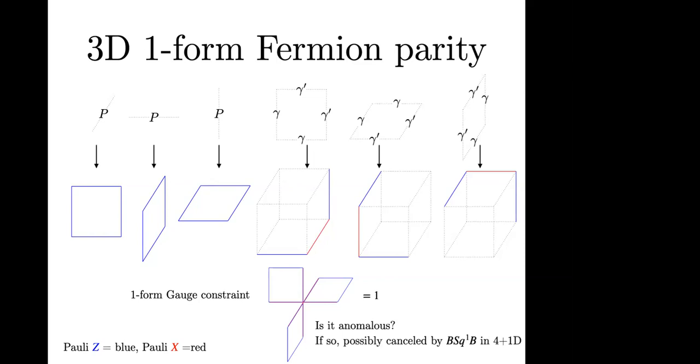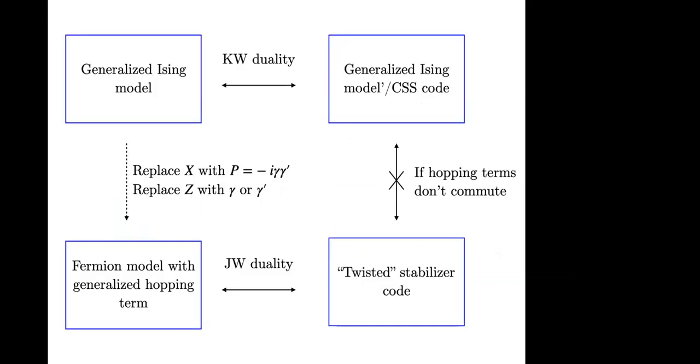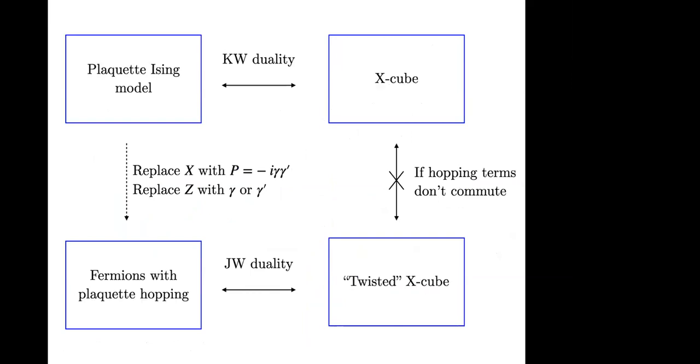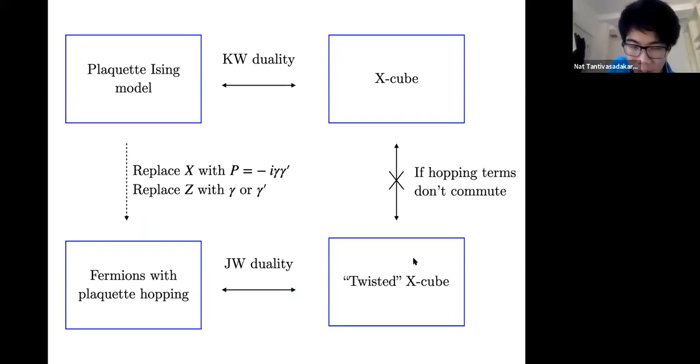Can you go back to the slide where you have four different theories related to one another? Yes. I'm just curious, if you replace the upper right corner by the 2+1D toric code, what do you get on the lower right? Right, so for 2+1D, this twisted one is actually the same as the toric code. The ground state is the same, because if I excite a fermion, I can still decompose it as E and M.